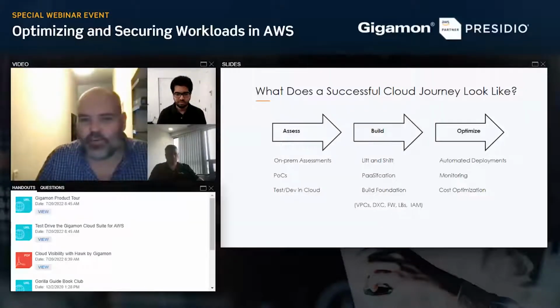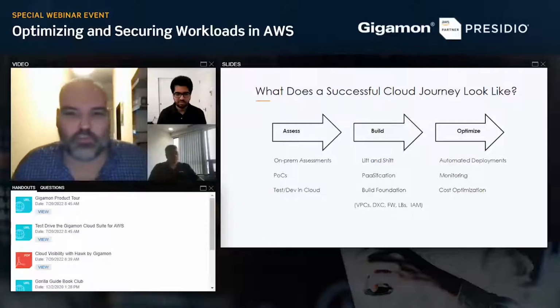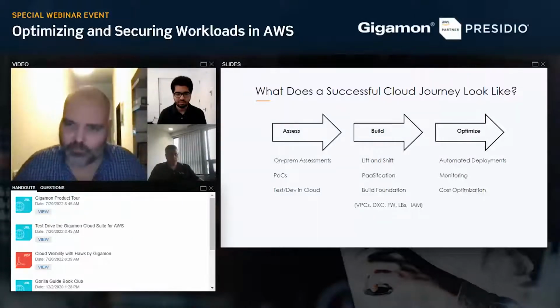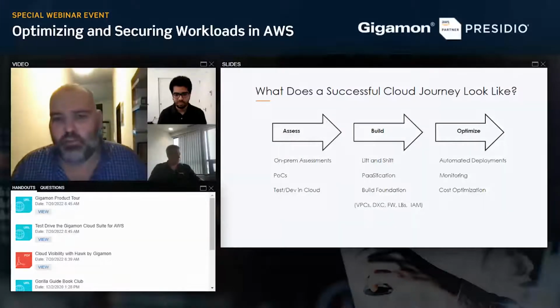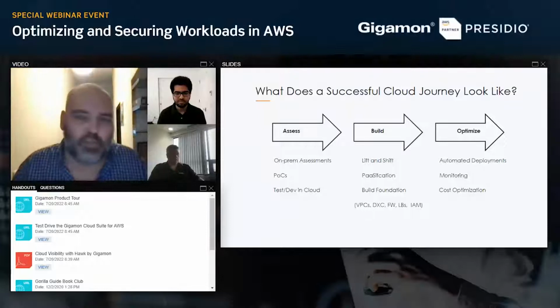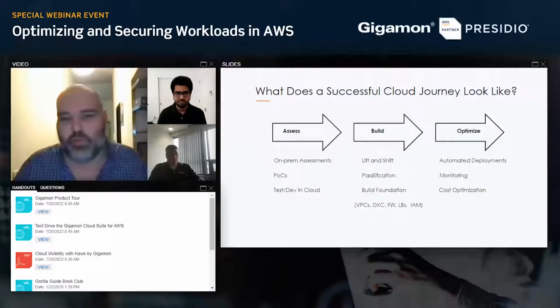And then the third phase is the optimization phase, right? So now we're talking about, okay, we're in cloud. How do we take advantage of automated deployments, whether that's using CloudFormation templates, maybe you're using Terraform, maybe you're using Ansible, things of that nature, right?